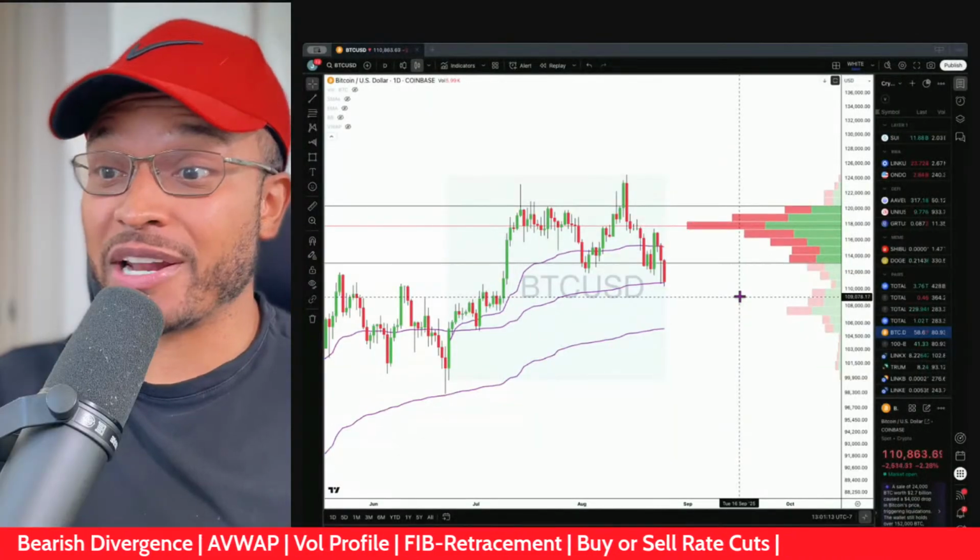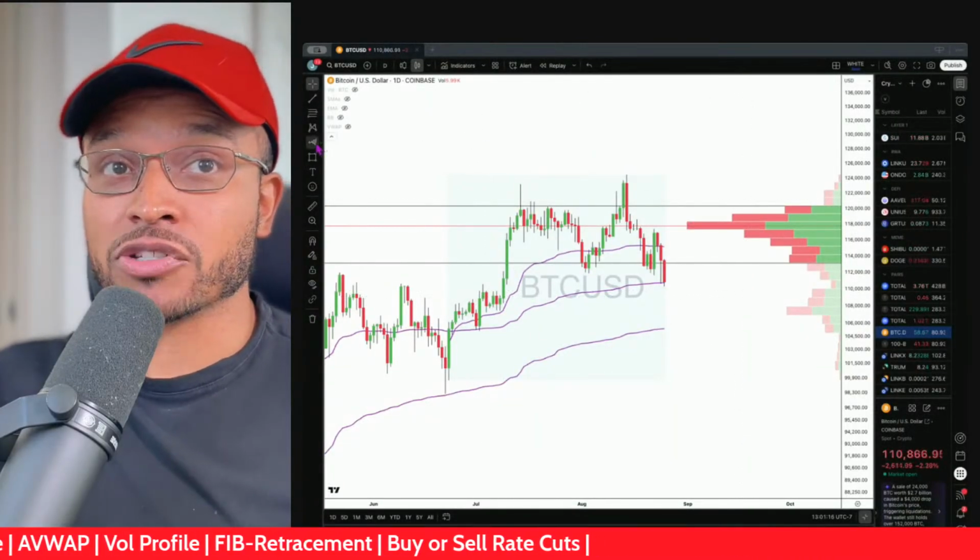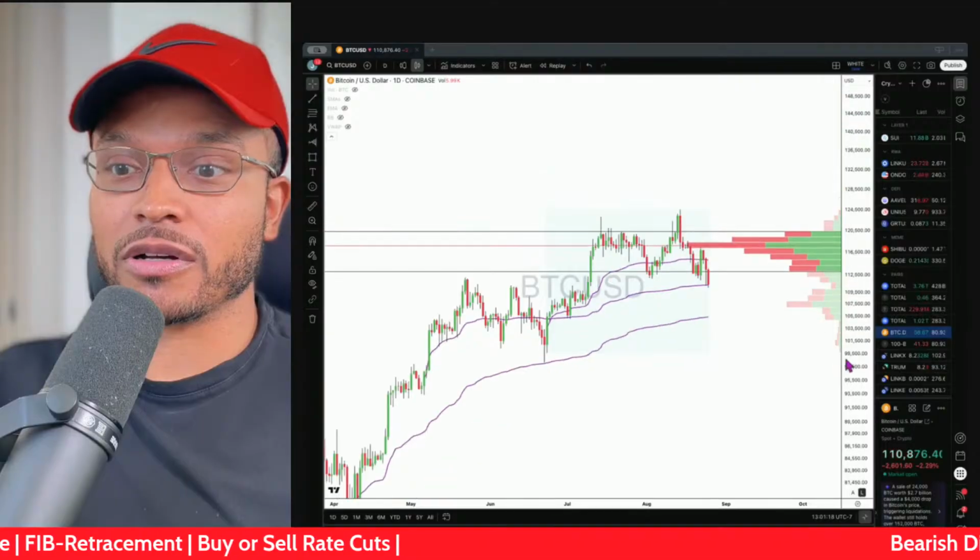MicroStrategy, I think, is a great opportunity right now. Looking at this, all right, so we got our anchored VWAP and our volume profile.